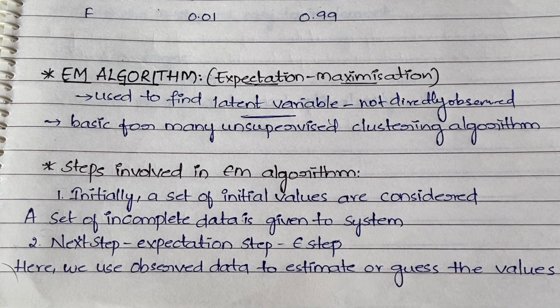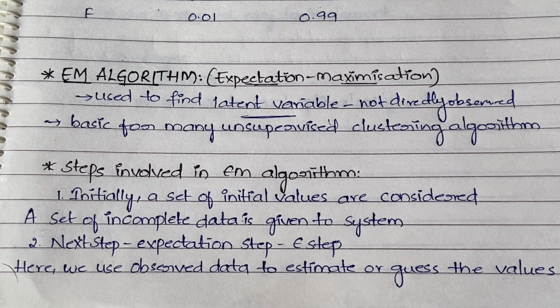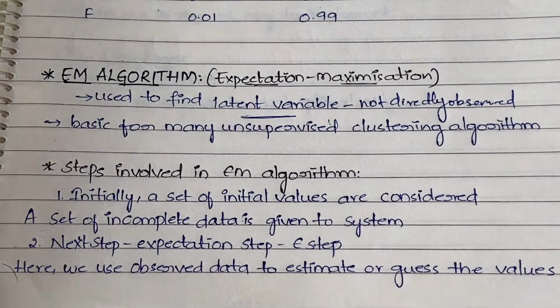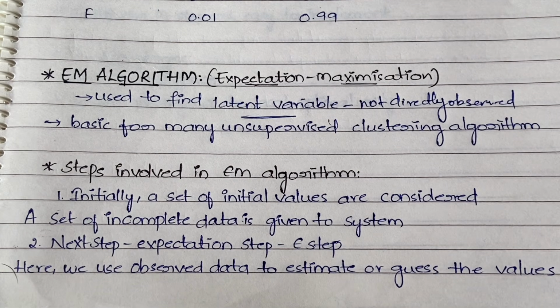So this is how the EM algorithm works. It is used to find out the latent variable. And what do you mean by latent variable? The variables which you cannot directly infer, you need to depend on some other variables in order to get or observe that value. So this is about the EM algorithm, and in this video you will learn what the steps involved in the EM algorithm are, what its usage is, and what the advantages and disadvantages are.